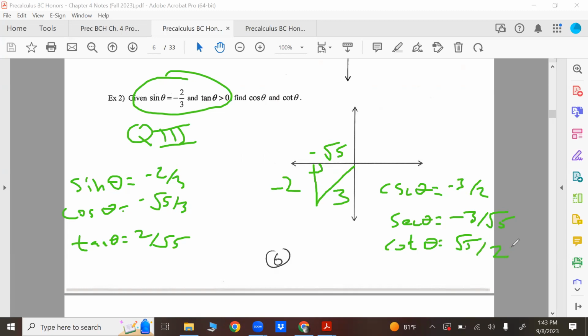Okay, we got all those answers? Negative 2/3, negative 5/3, over 5, flip them: negative 3/2, negative 3/5, 5/2 for A, okay? Good? All right. Let's look at another example.